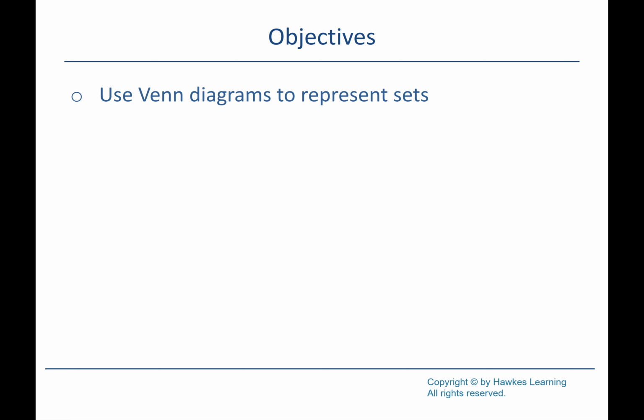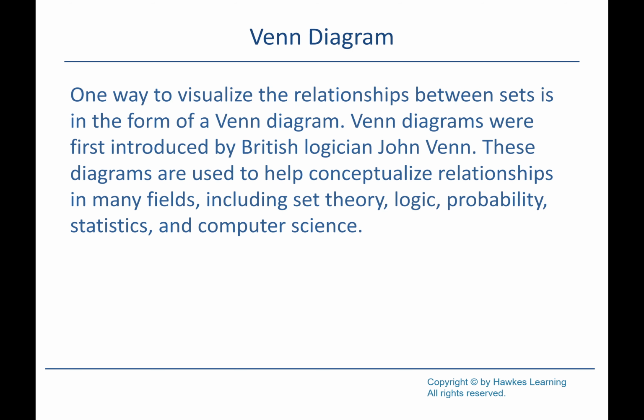The reason why they get the name Venn, it's the person's name. He's a British logician, did logic, named John Venn. And they can help you out thinking your way through lots of different things, but they're real big in set theory, for sure.